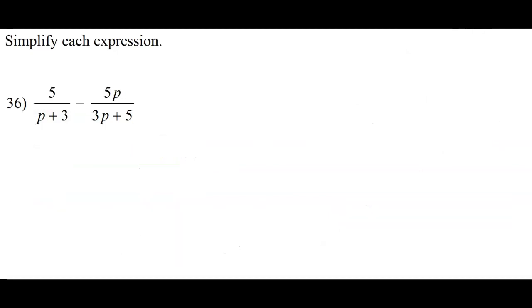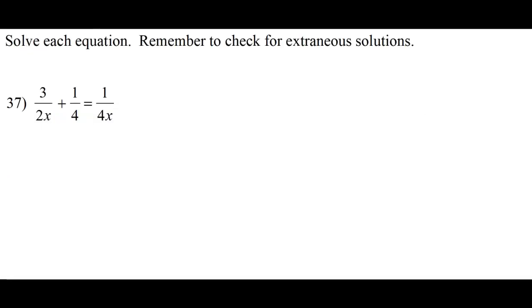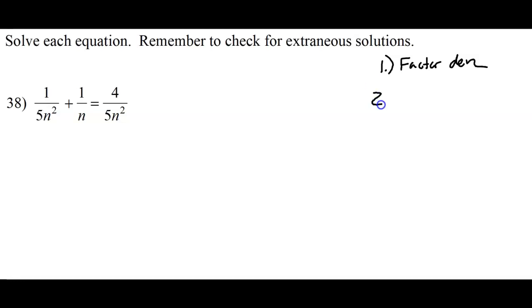So let's go ahead and move on to number 38. All right, so now we're doing a new type of problem where we're going to have rational expressions and we're going to solve the equation. So step 1 is to, once again, factor the denominators. Now, none of these denominators factor, so we're going to move on to step 2.